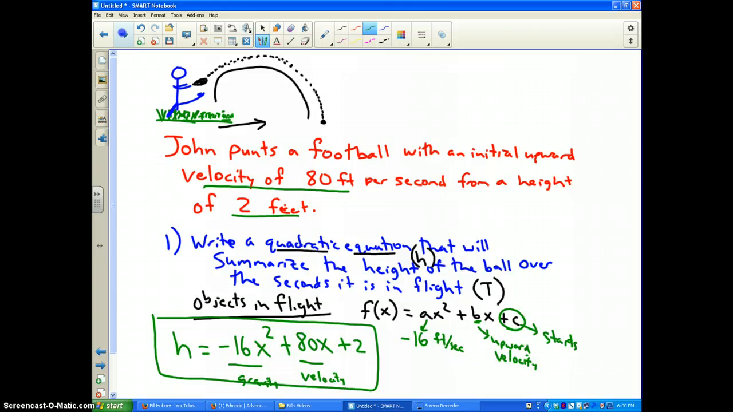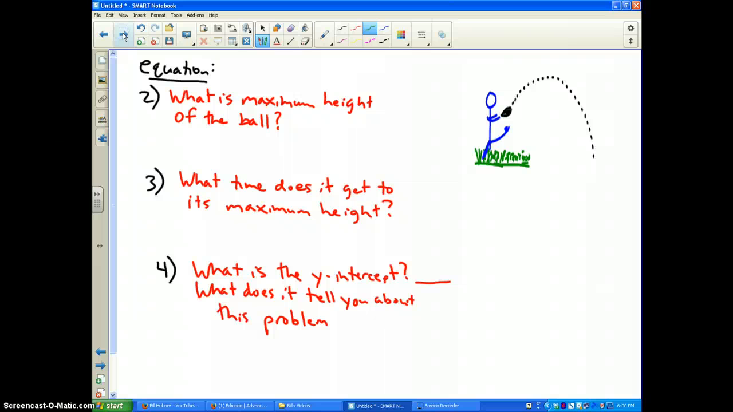So if you need to pause the video, please do, and then I'm going to go on and we're going to answer some questions about this situation. I redrew my picture of John, and I'm going to rewrite my equation. The height is given by negative 16t squared plus 80t plus 2.